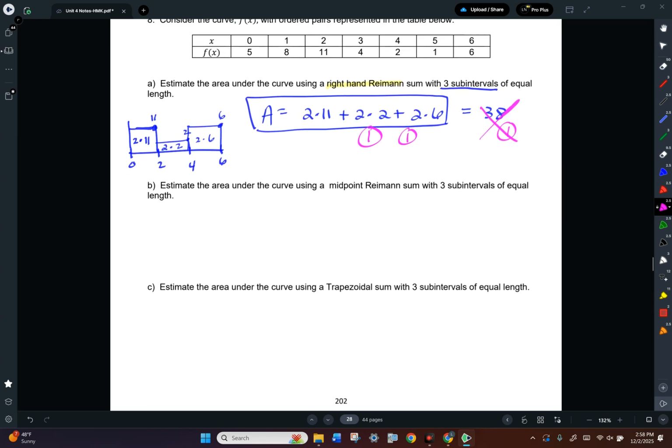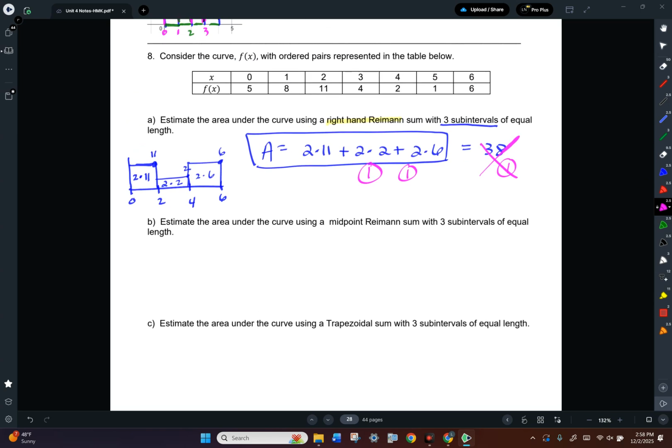Okay, letter B, estimate the area under the curve. So we're using the same table. This time we're using a midpoint Riemann sum. But again, it says I still want 3 equal intervals.